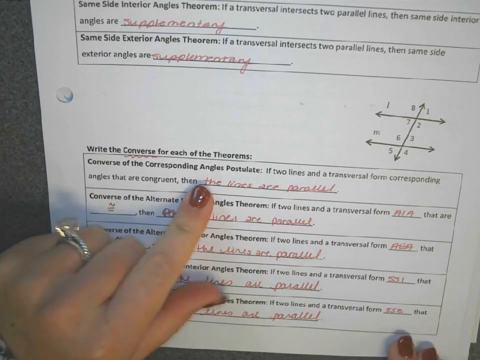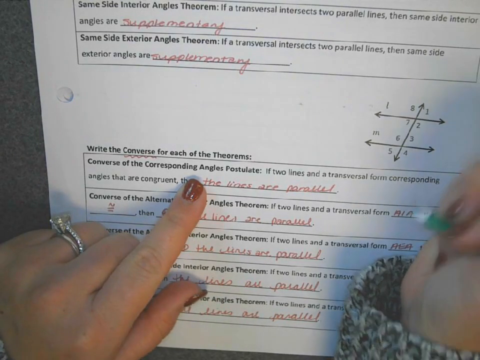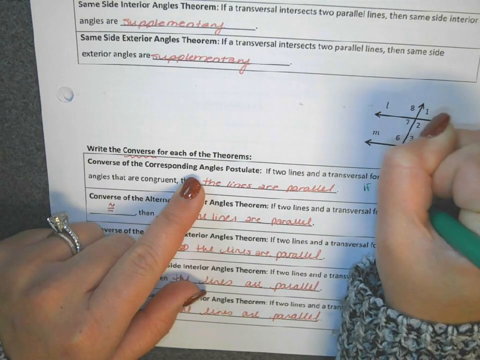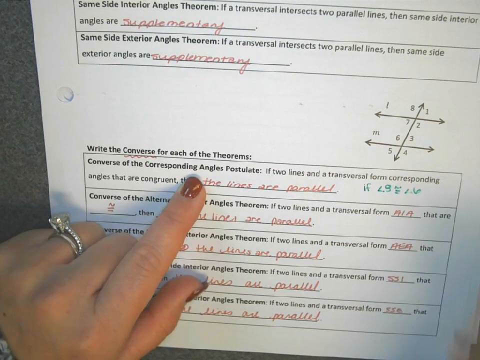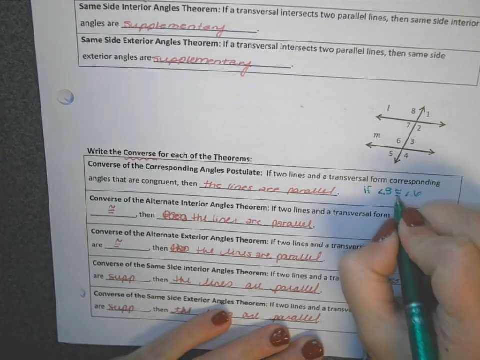So for example here, if we were told that angle 8 and angle 6, okay, if we were told that angle 8 is congruent to angle 6, grab a different pen.